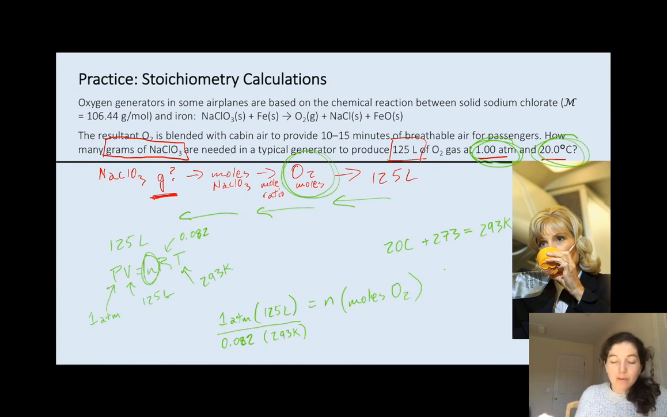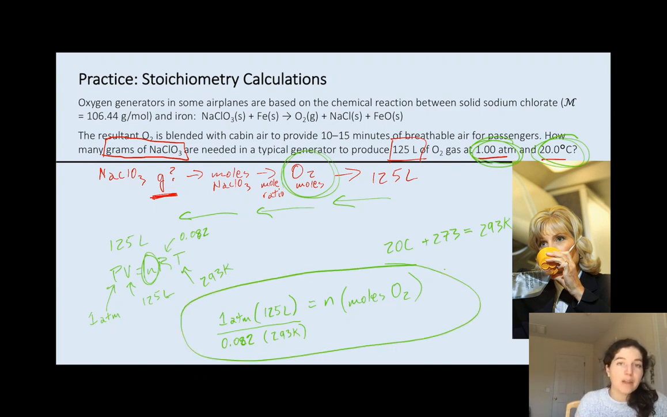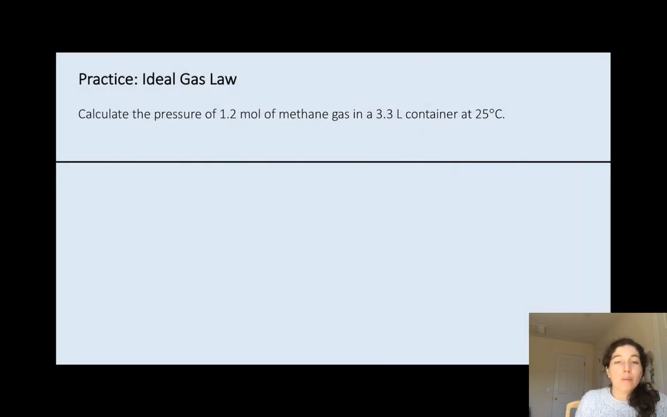This will give us moles of O2, which we can then use our mole ratio in order to get to our sodium chlorate values. So this is how this equation comes in handy and how we can incorporate it with our mole ratio. Let's take a look at another more basic problem to help you get the hang of this math. So I'm going to let you work this one.